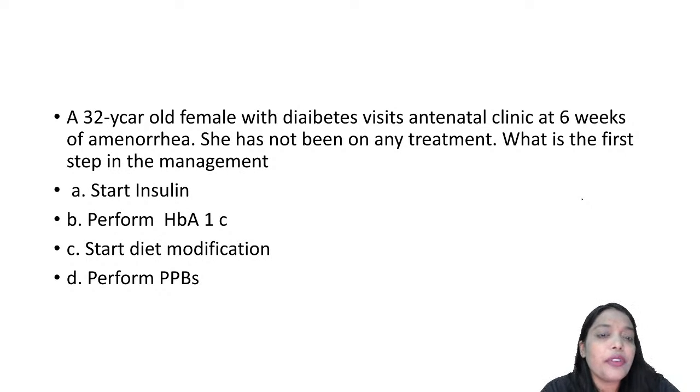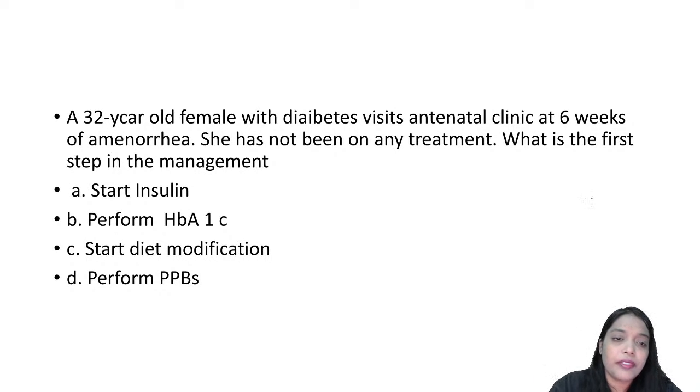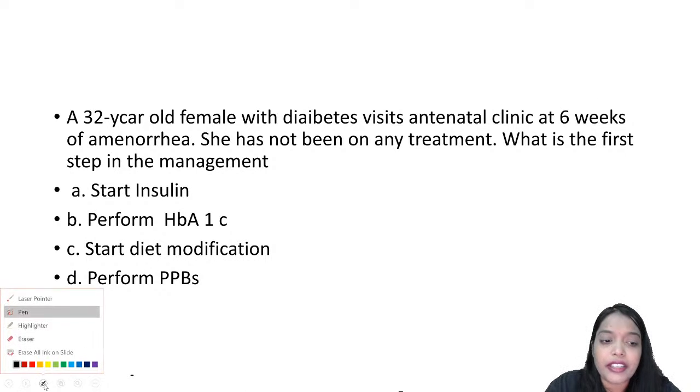A 32-year-old female with diabetes visits the antenatal clinic at 6 weeks of amenorrhea. She has not been on any treatment. What is the first step in the management which you would like to do on her? So basically, a patient has come to you at 6 weeks of amenorrhea. What is the first thing which you want to do? And she has diabetes.